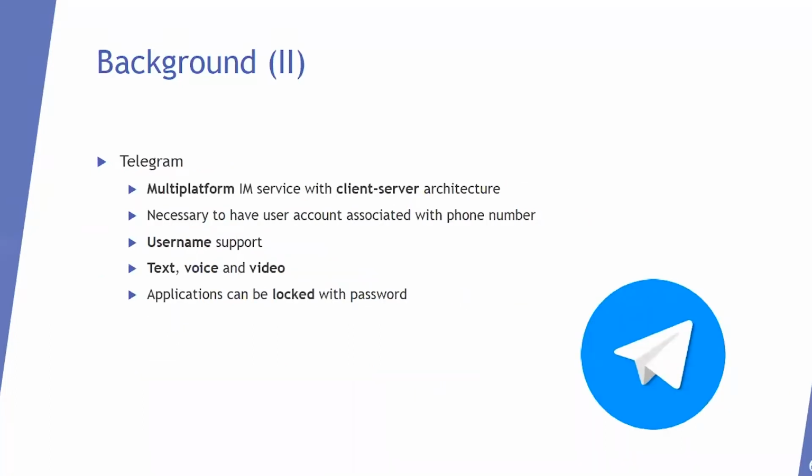With regards to Telegram, it is a multi-platform instant messaging service with client-server architecture. In order to use Telegram, it is necessary to have a user account, which is associated with a mobile phone number. Once you have an account, you can set a username so that people can find you by your username instead of by your phone number. In Telegram, in addition to text conversations, voice and video calls can also be made. And Telegram applications can be locked with a password, so that the user must enter that password if they want to access the application.